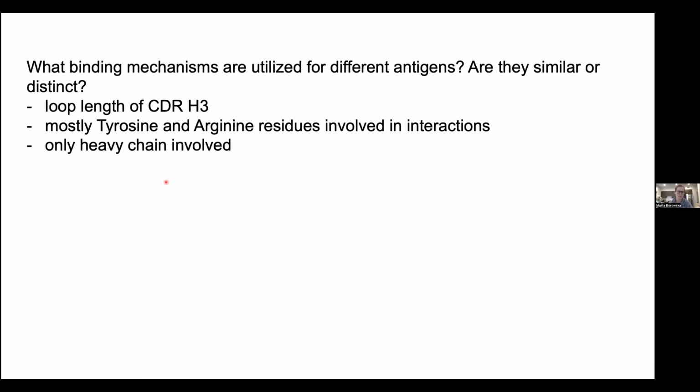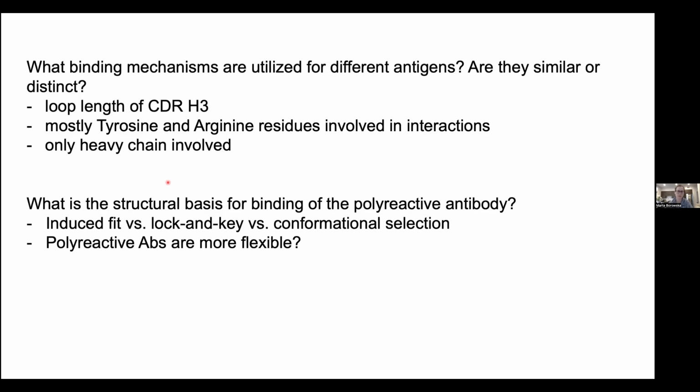Some factors proposed so far to be involved in polyreactivity include the length of the CDR3 loops, net hydrophobicity or charge. Other studies narrowed it down to an increased prevalence of certain residues like arginine or tyrosine in the CDRs of polyreactive antibodies. Another interesting aspect to study is the structural basis for binding of polyreactive antibodies.